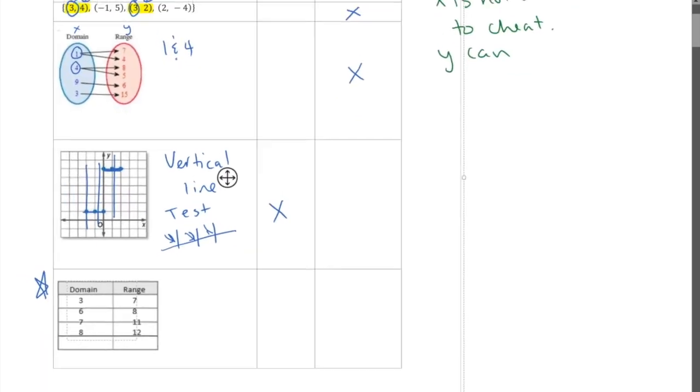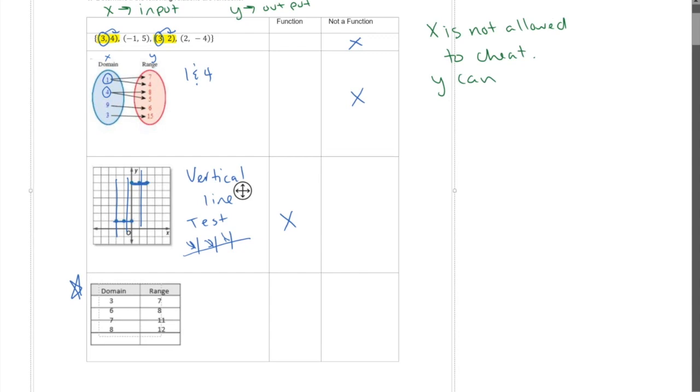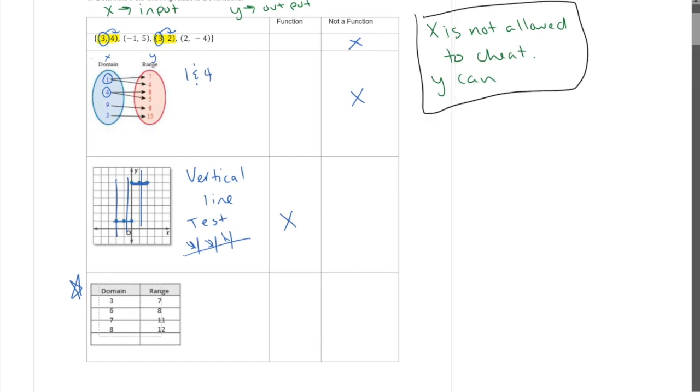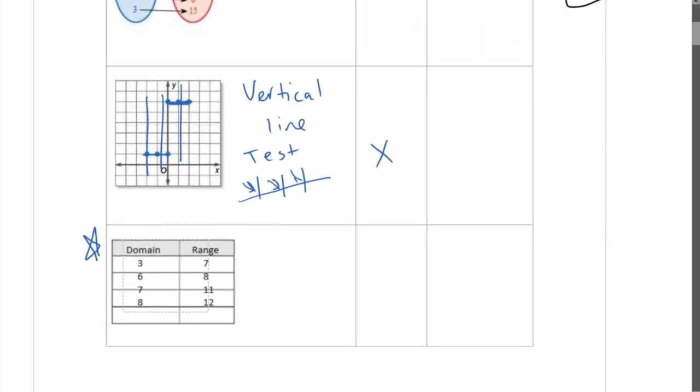Okay. So the first one that we talked about is this domain and range one from number 1. Basically what we're trying to figure out is if it's a function or not a function. And remember, up here we left off saying x is not allowed to cheat where y can cheat. Okay. And for those of us that don't know, domain is the same thing as x, range is the same thing as y. So my x's cannot have different y's. It has to have the same.